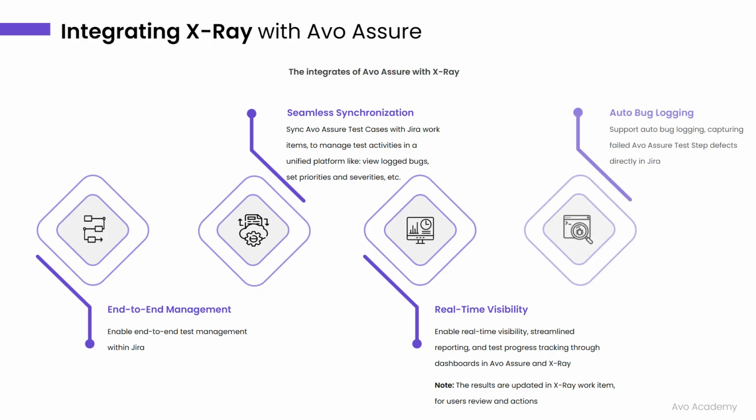X-ray also supports auto bug logging, allowing defects from failed Avo Assure test steps to be captured directly in Jira, reducing manual effort and enabling faster issue tracking.